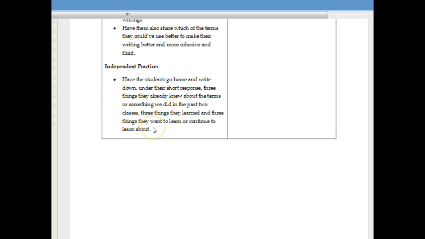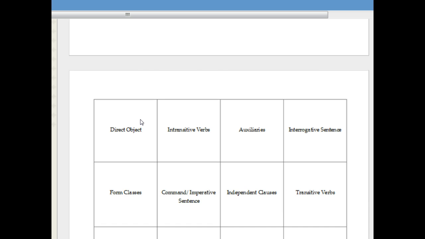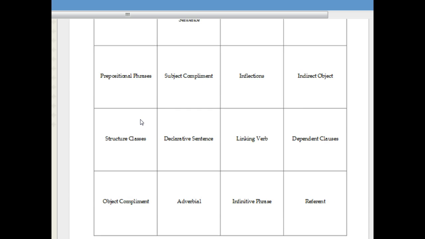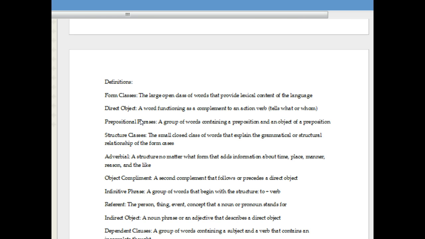3 things they already knew about the term, something we did in the past 2 classes, 3 things they learned, 3 things they want to learn or continue to learn about. Excellent. Give them a touch of a prompt here, right? 3 things that you want to learn about how this information makes you a better writer, okay? Because that's the whole goal, the whole way through, all right? Good. Glad you did the attachments, all right?